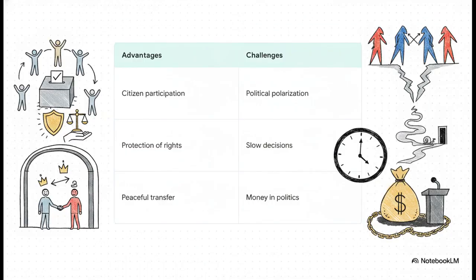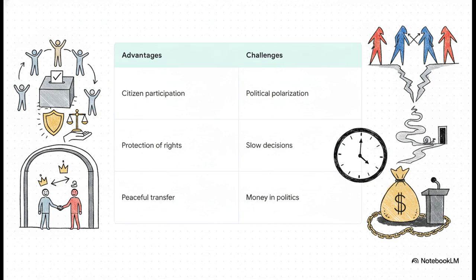But every system has a ledger of trade-offs, right? Representative democracy is definitely no exception. Look at the advantages. You've got high citizen participation, strong protection of individual rights, and the absolute gold standard of stability, which is the peaceful transfer of power.